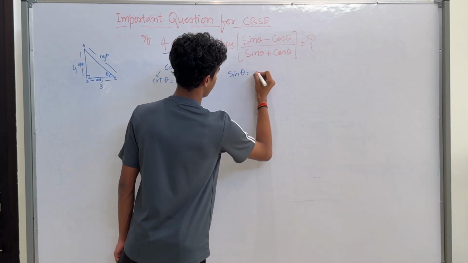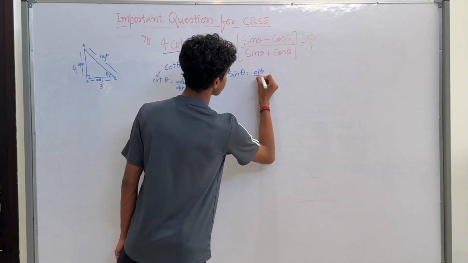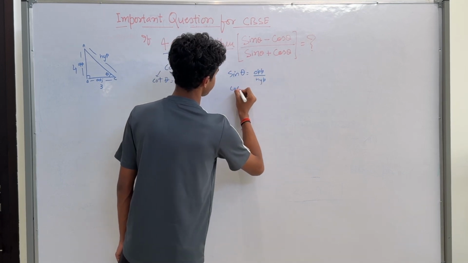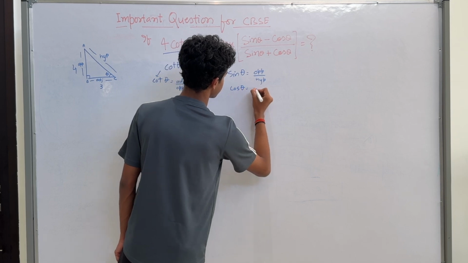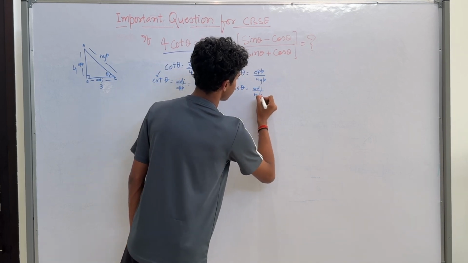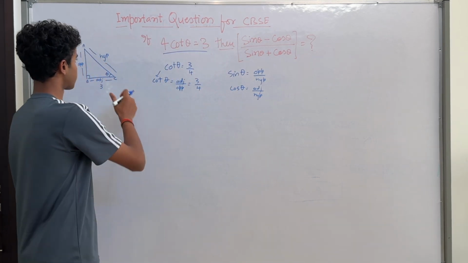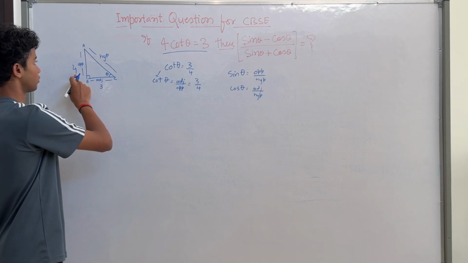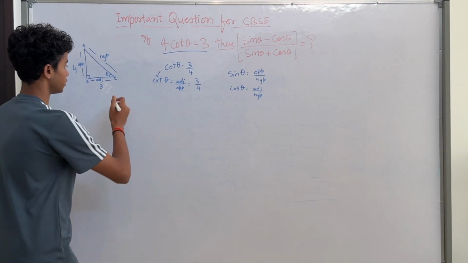which is opposite by hypotenuse, and cos theta, which is adjacent by hypotenuse. One thing is common in both of them, which is the hypotenuse, and we do not know the value of the hypotenuse. Since this is 3, this is 4, we can use the Pythagoras theorem.